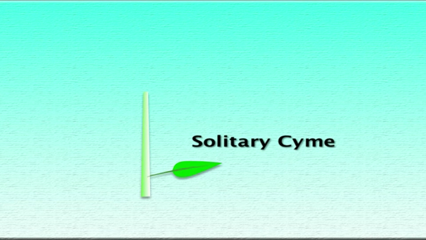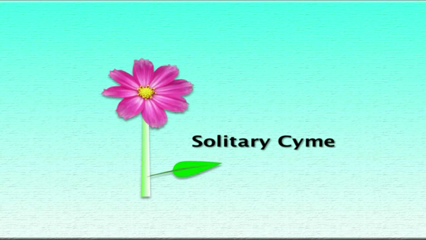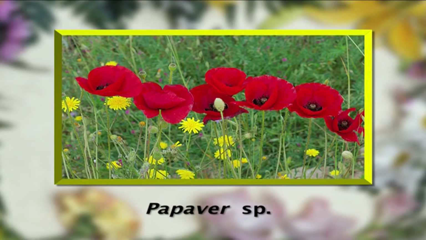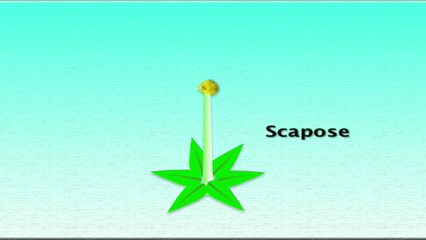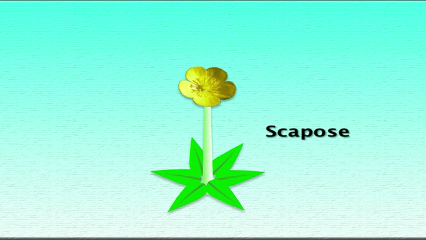The cymose inflorescence is also of many types. The main ones are number 1, solitary cyme. It is the cyme that develops along one axis only. This type of inflorescence is represented by a single flower only. Solitary cymes may be terminal as in Papaver, or they can be axillary as we can see in Hibiscus. In some cases, one or more flowers arise on a leafless peduncle, also called a scape, usually from a basal rosette. Such an inflorescence is termed as scapose. Such a type of inflorescence can be seen in tulips.